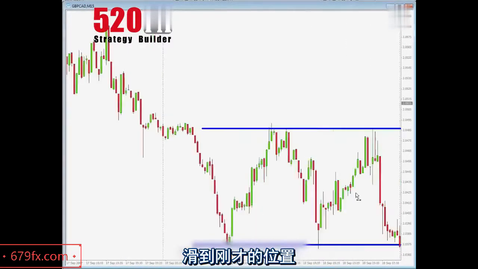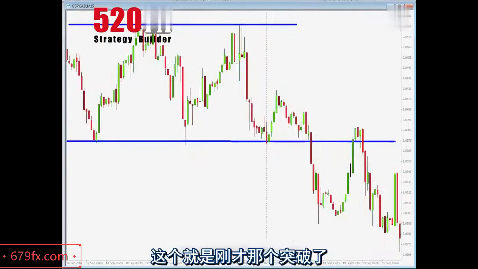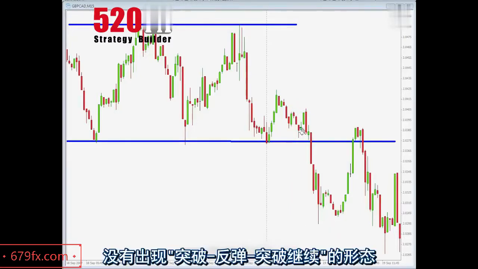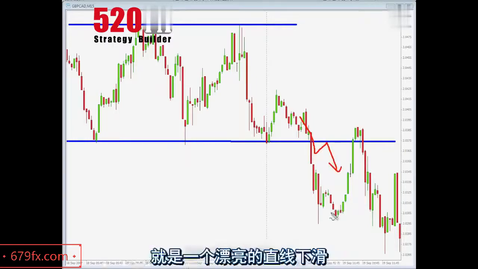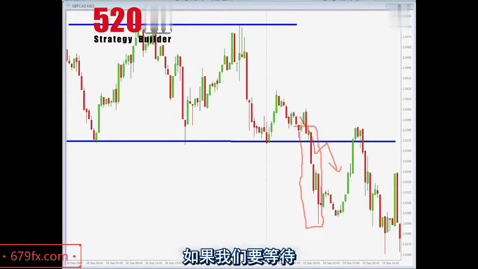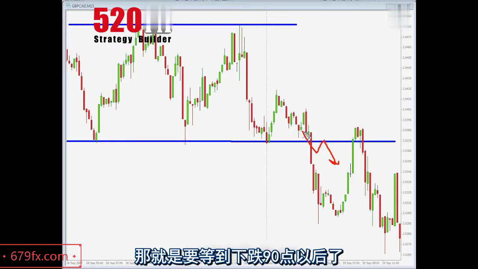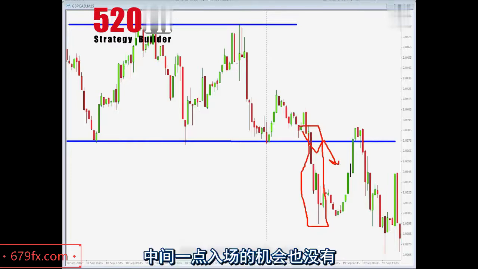Let me scroll forward a little bit. Okay, there we are. This is a breakout, as you can see, and it's run about 100 pips, straight through, no breakout, pullback, continuation whatsoever. Have a look, we have a nice move straight through. If we were waiting for a breakout to pullback continuation pattern here, we definitely didn't get it. Price basically, like I say, moved 90 pips to be exact in one direction straight through without giving us any possible entry.